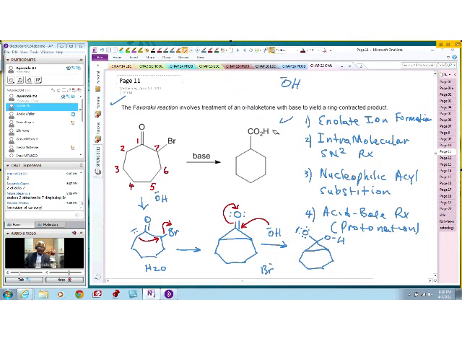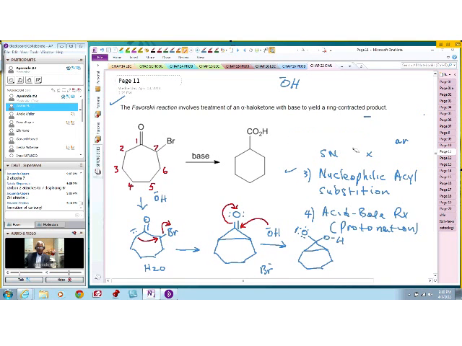Let me erase. We've done these 3 steps. We've done this. Okay, so let me take it out of the way, so I make myself some room. Okay, what is going to happen now? Carbonyl forms and 1 and 7 breaks. Excellent.